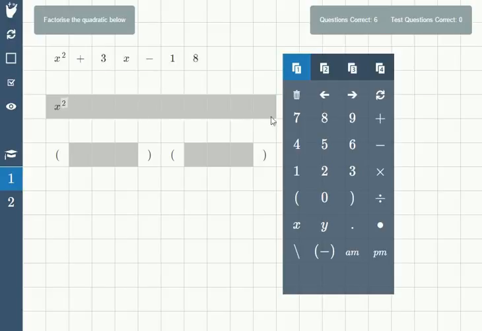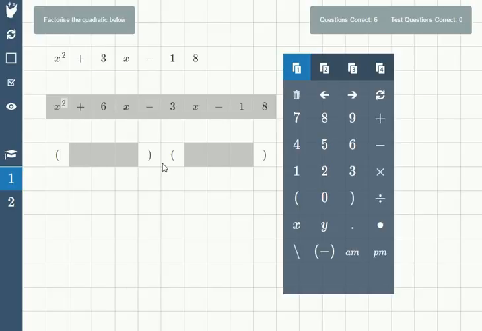So now we can fill in our answer boxes with plus 6x, minus 3x, minus 18. So now we've expanded our middle term, our plus 3x term, to be plus 6x minus 3x, which still totals to 3x, so we've kept our equation the same, but we've expanded that x term.